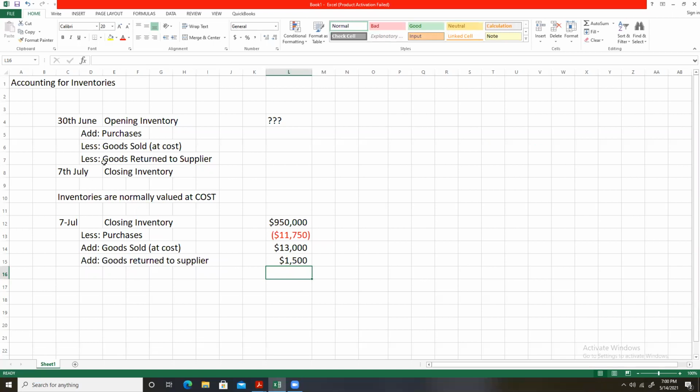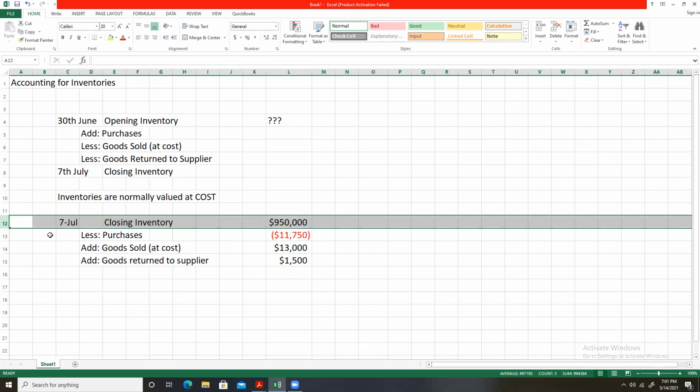Here you can see that I told you we will subtract the goods that actually went out of the stock, like goods that we sold to our customers, or the goods that we returned to our suppliers, from the opening inventory to arrive at the closing inventory. Now here I am performing a reverse calculation. I have closing inventory, and from this closing inventory I am determining the value of opening inventory.